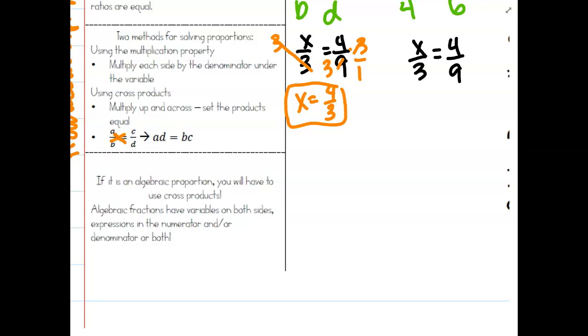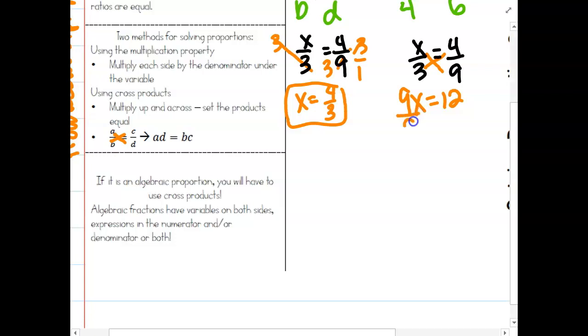You're going to multiply up and across. Those two things are equal. So like this one, I would take x times 9, which is just 9x. That is equal to, the other direction is 3 times 4, which is 12. And then usually you have a 1 or a 2-step equation. Usually. Sometimes it's a little more difficult.